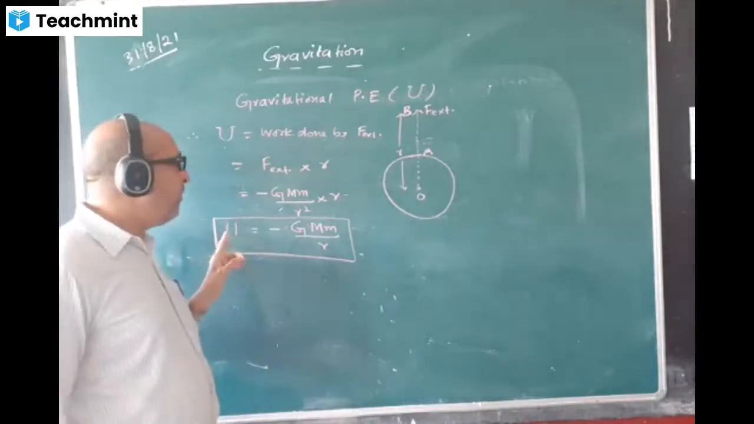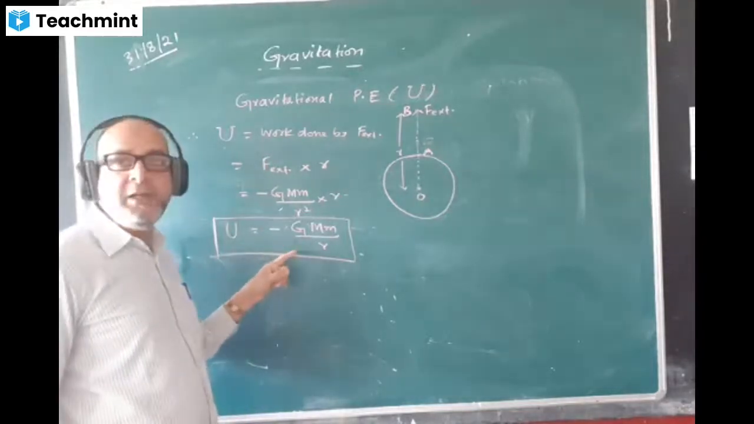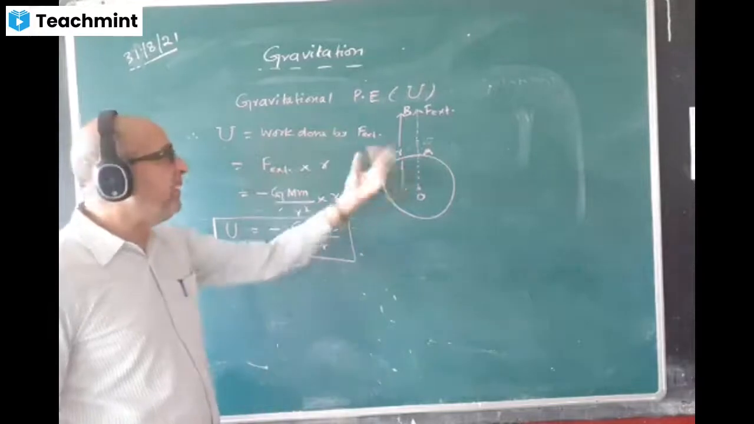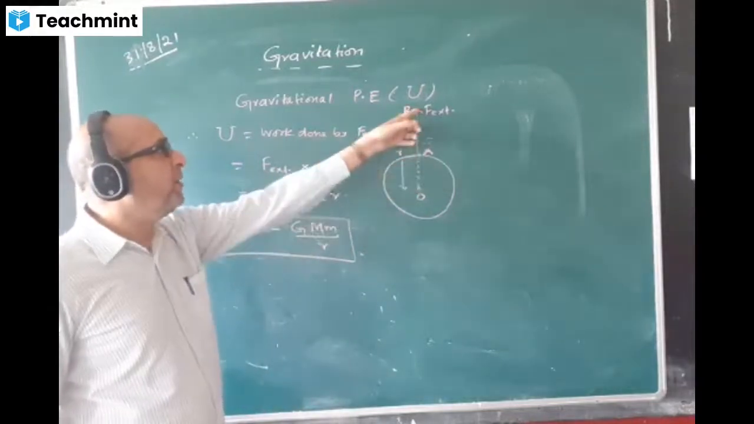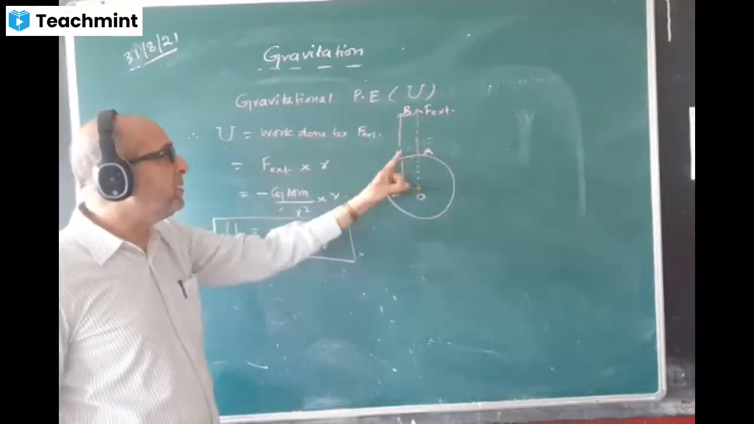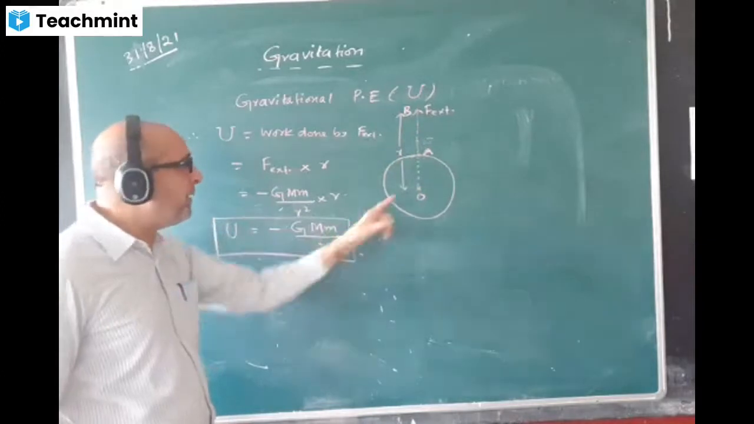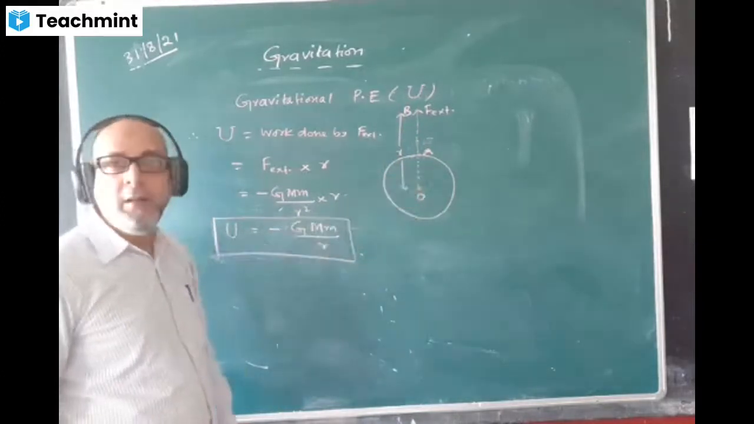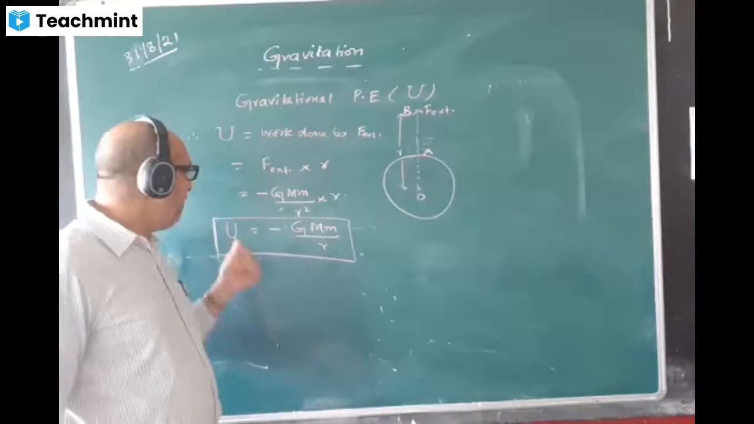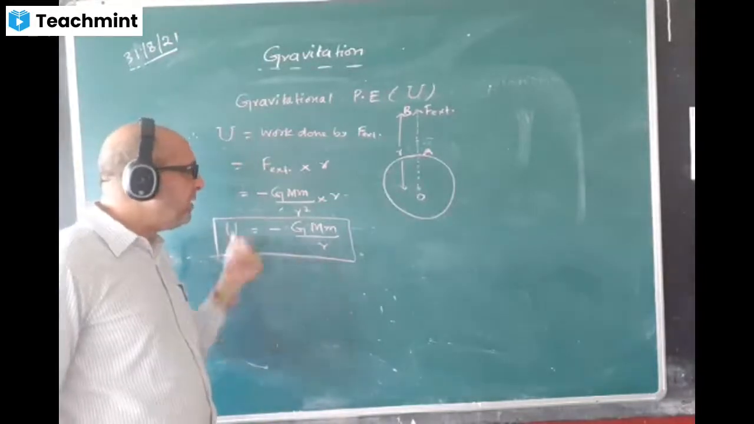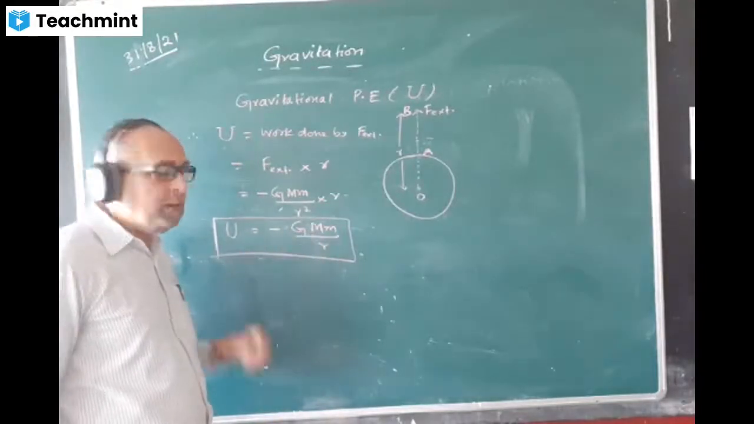So this is the formula of potential energy, or gravitational potential energy, at a point. The point can be anywhere on the surface of the earth or anywhere. If it is on the surface of the earth, small r can be written as capital R. So this is the formula of gravitational potential energy: minus GMm by R.